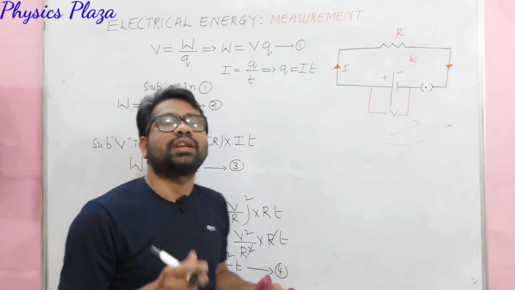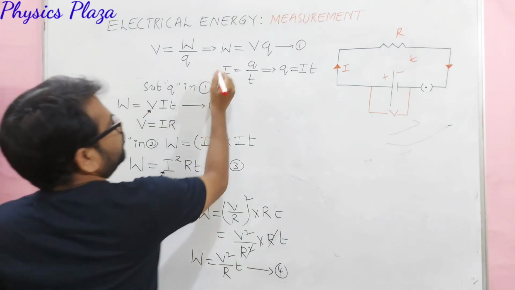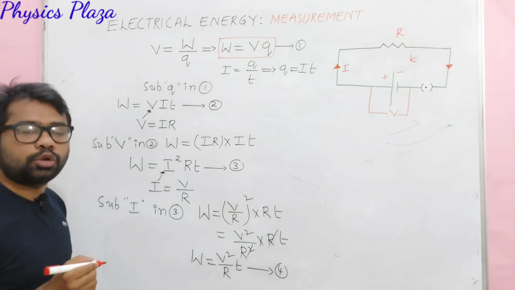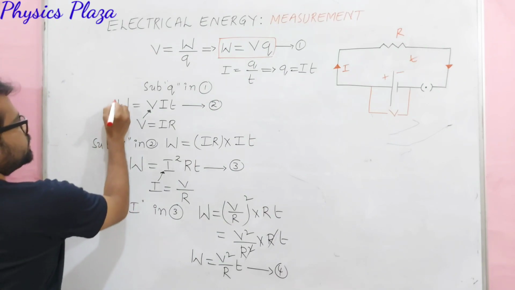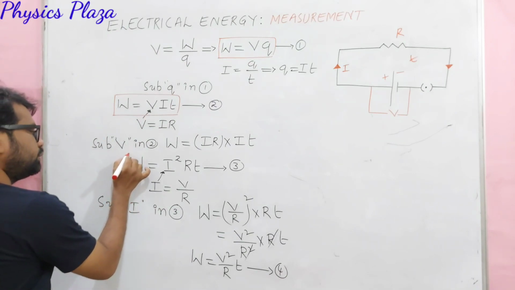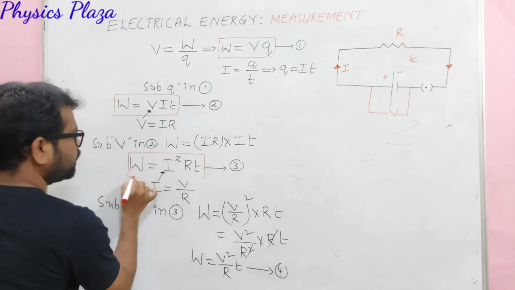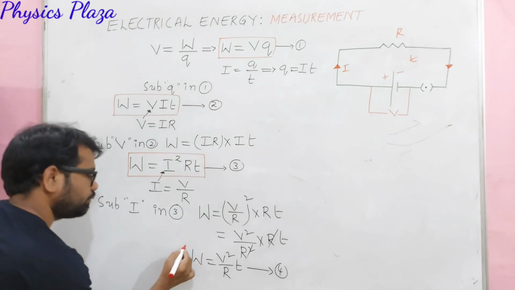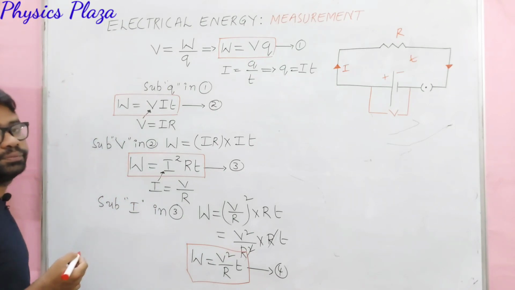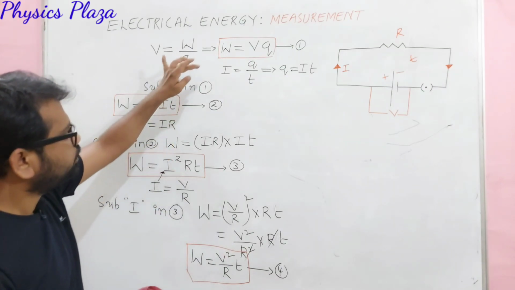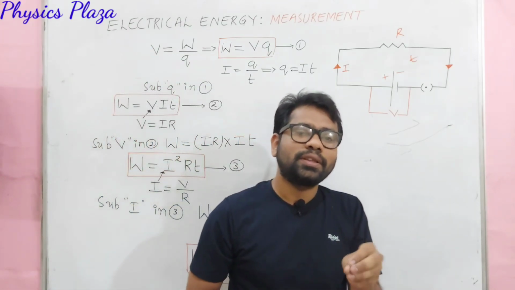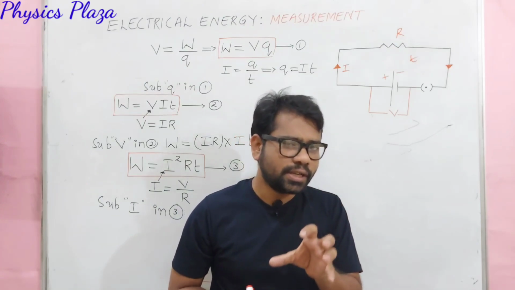to measure the electrical energy. So look here, W is equal to VQ is the first expression which we got to measure the electrical energy, and the next is W is equal to VIT, and the third expression is W is equal to I square RT, and the fourth equation is W is equal to V square by RT. Okay, dear children. So this is how, with the help of these formulas, we can calculate the electrical energy supplied by the source.